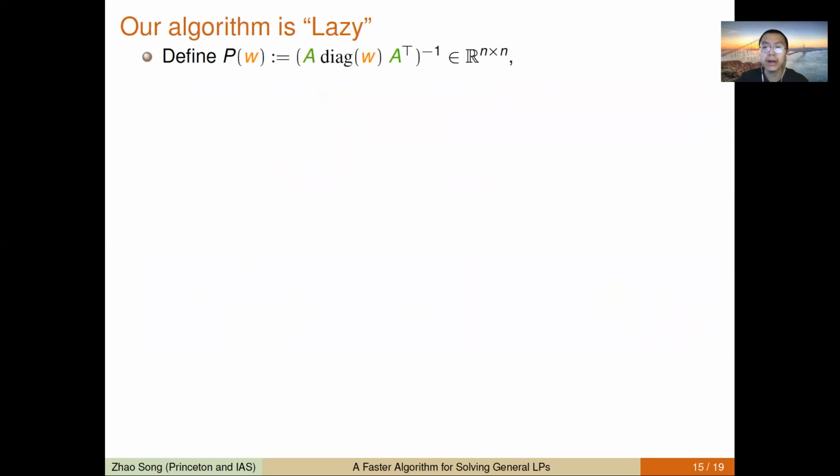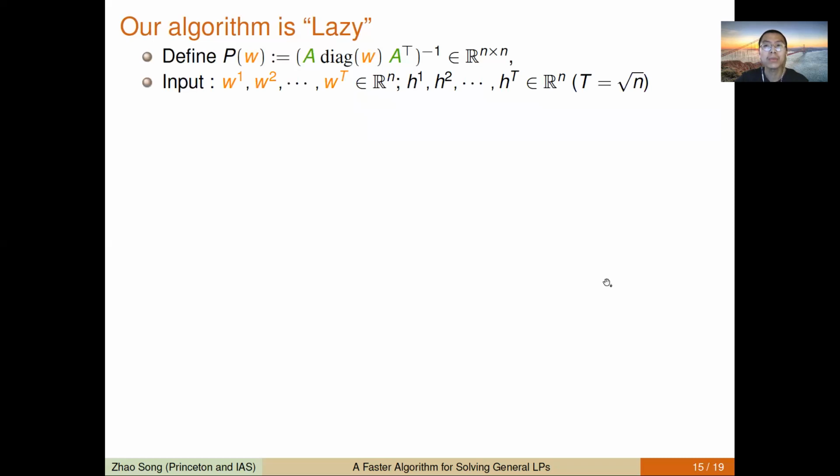So here is some high-level idea of our algorithm. Our algorithm is basically a lazy algorithm. Let me define a P matrix which takes the W as input and basically computes an inversion of the constraint matrix times the diagonal W times the constraint matrix transpose.